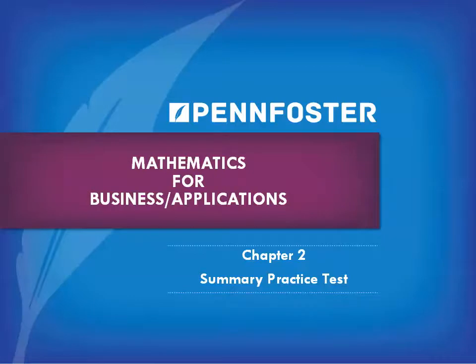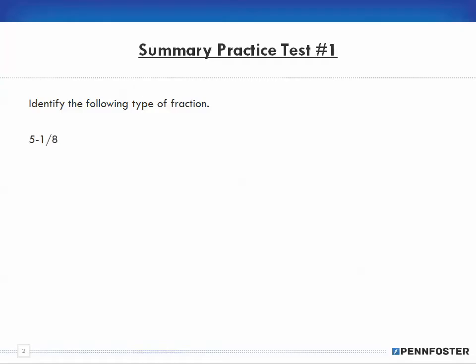Okay, first question. Summary practice test 1. Identify the following type of fraction. This one here is a mixed fraction. Remember that a proper fraction is like 1 over 4, 1/4. That's proper because the numerator is smaller than the denominator and you don't have a whole number. An improper fraction would be like 5 over 4.